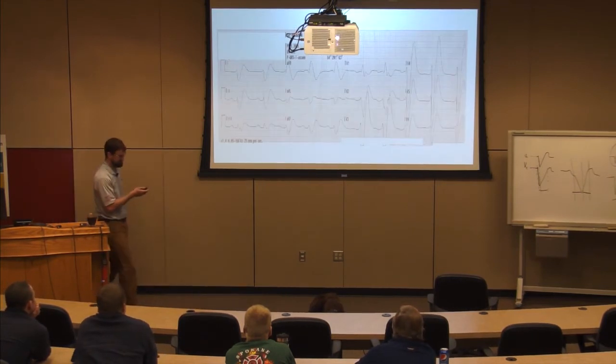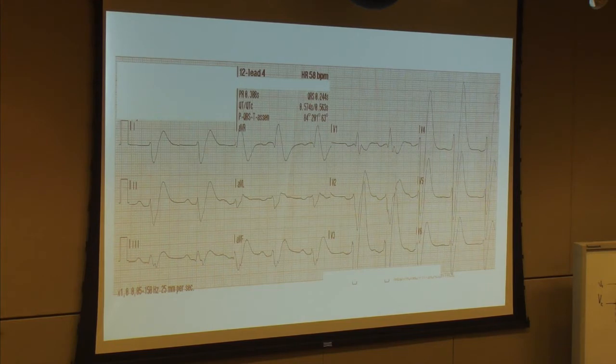How about this one? Oh, that's a good one. So wide, what's my rate? 300, 150, 100, 75, 60, so I'm like 60 some. 58 is what they said. All right, close enough. So what do I see when I get this one? What could I easily call this? And I wouldn't fault you if you called it that. Yeah, wide complex bradycardia.